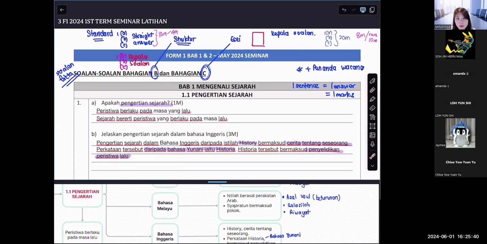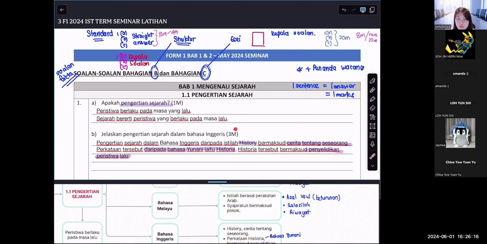So accordingly, you can write like this: pengertian sejarah dalam bahasa English, yaitu daripada istilah history. Full stop. History tersebut bermaksud cerita tentang seseorang. Full stop. Like that, 2 marks. Understand? Then, seterusnya perkataan tersebut daripada bahasa Yunani iaitu historia. Full stop. 3 marks, or 3 marks already full. You may say, teacher, 3 marks only. Why do I need to continue writing?